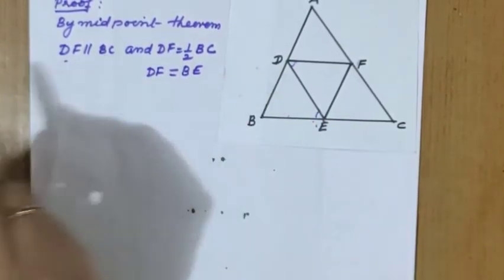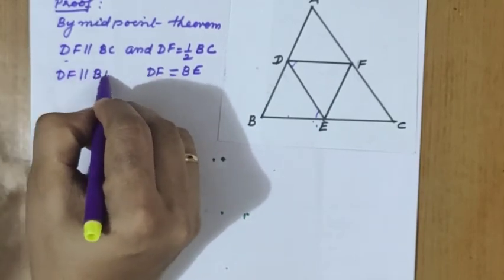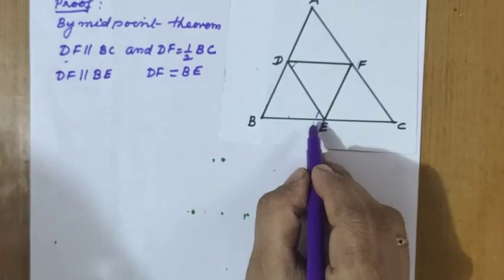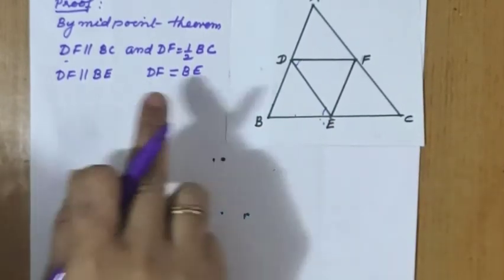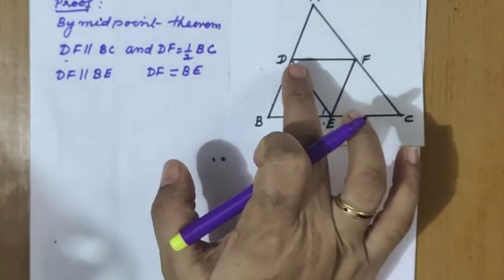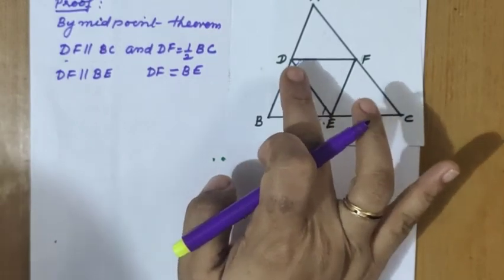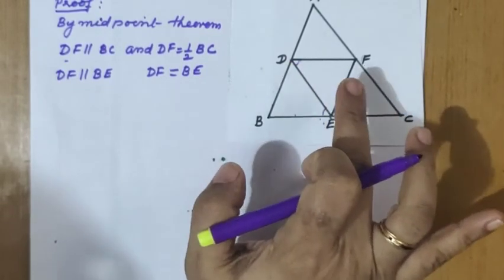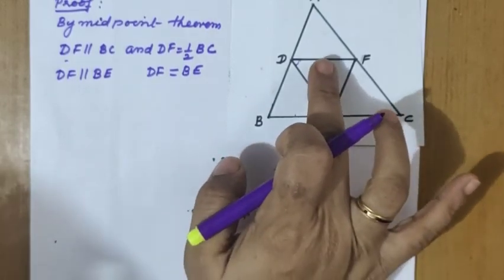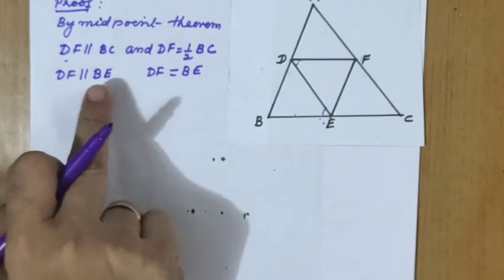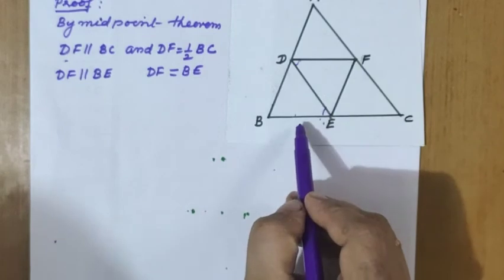And also DF parallel to BC means I can write here also DF parallel to BE, because BE is the part of BC. Now you can see that DFEB is a quadrilateral, only because of four sides. What did I tell as the name? DFEB. If we consider one pair of opposite sides is parallel and also equal, which is the opposite side? We have got DF and BE.